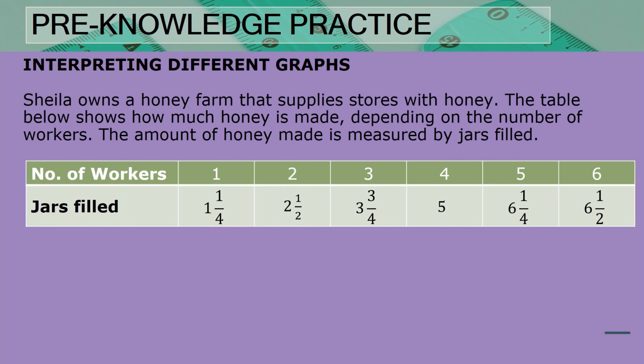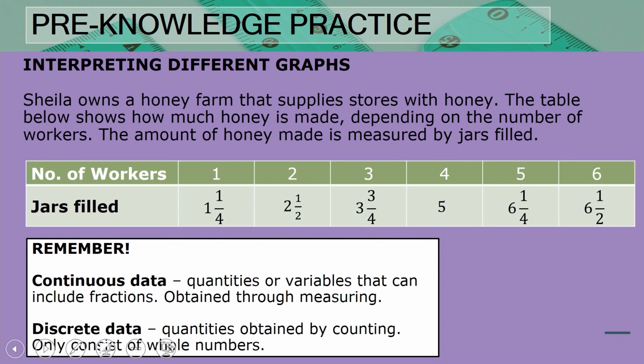So here we want to remind you of discrete and continuous data. So remember that continuous data is quantities or variables that can include fractions. These are obtained through measuring. So looking at the table, which one do you think is the continuous data?